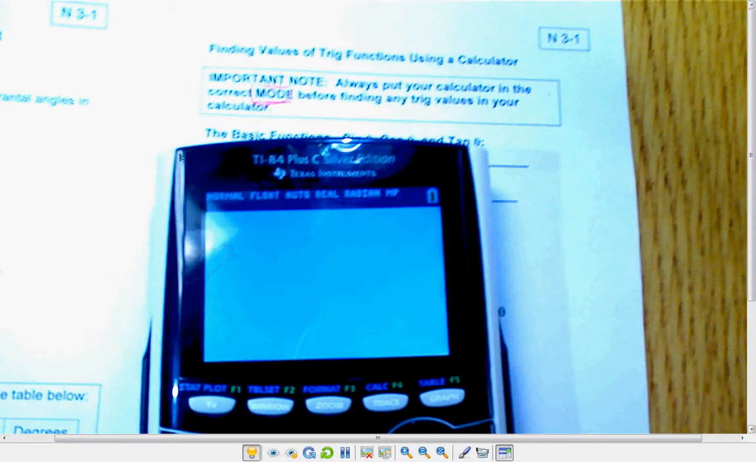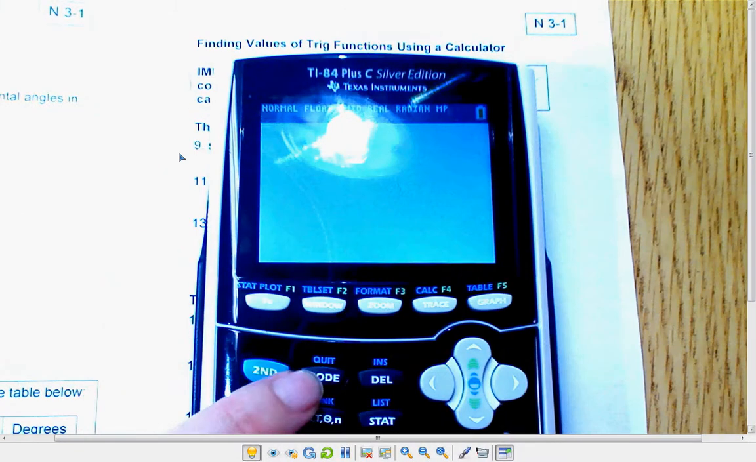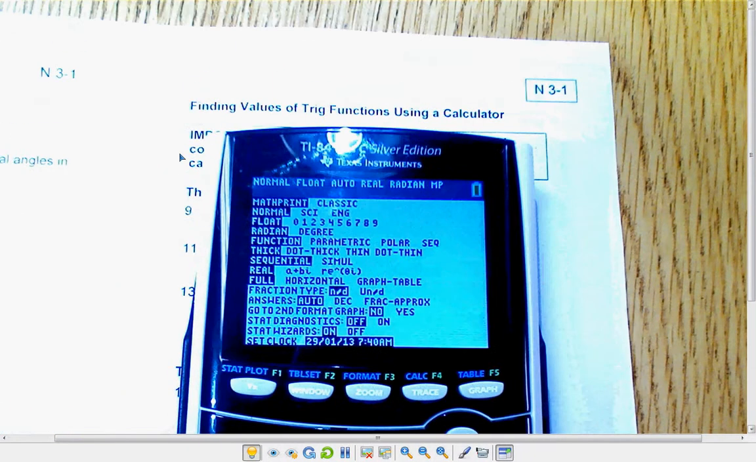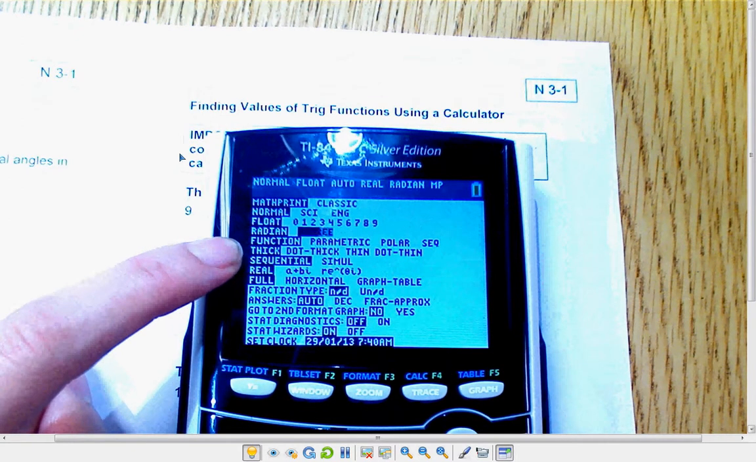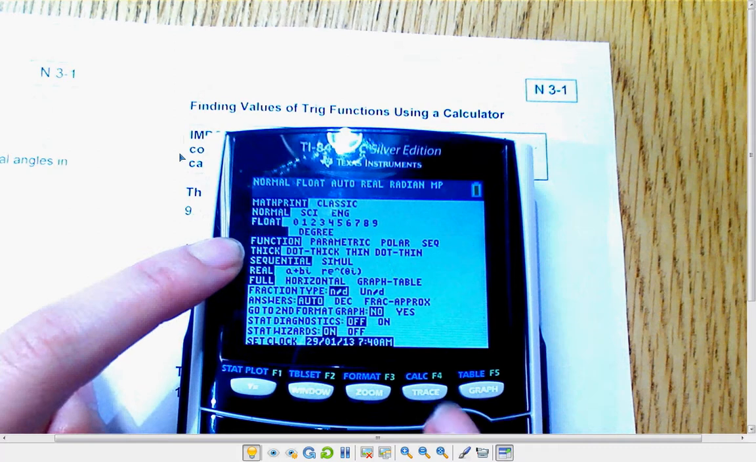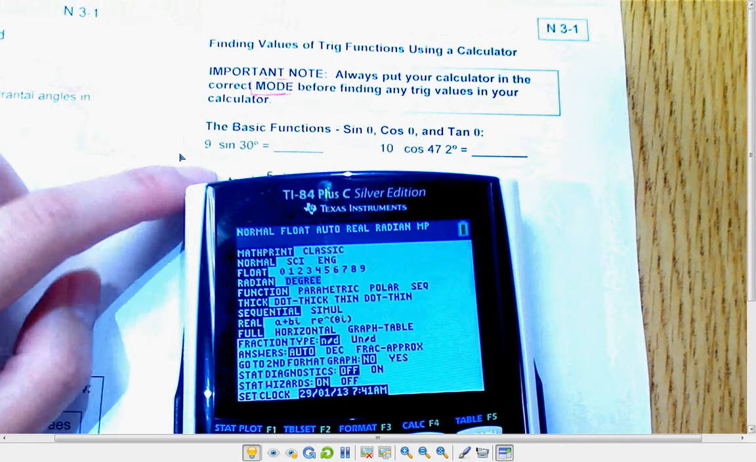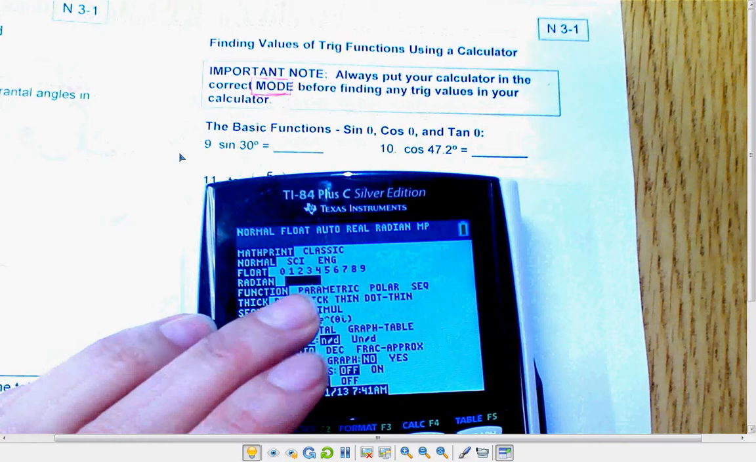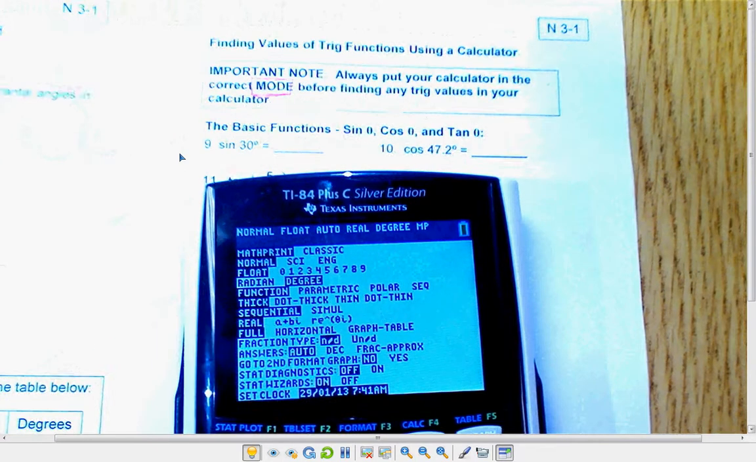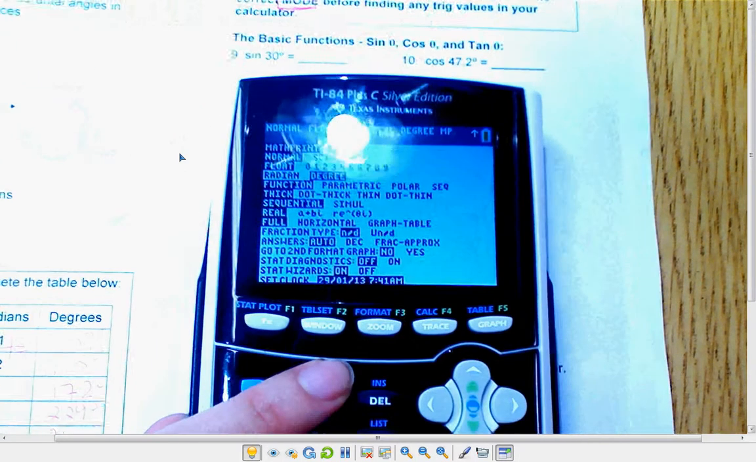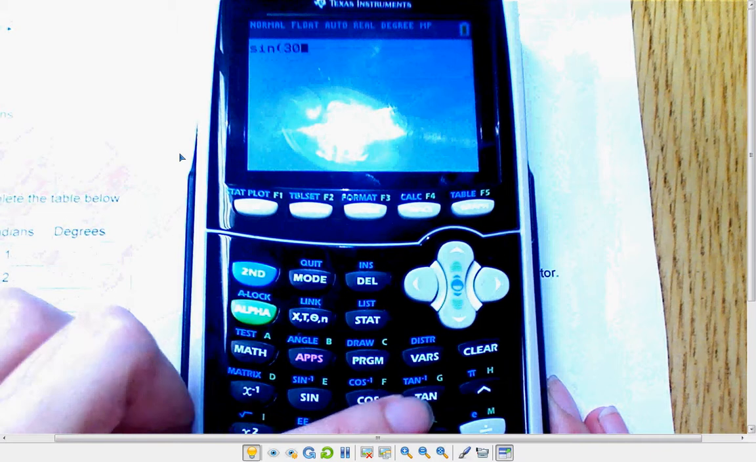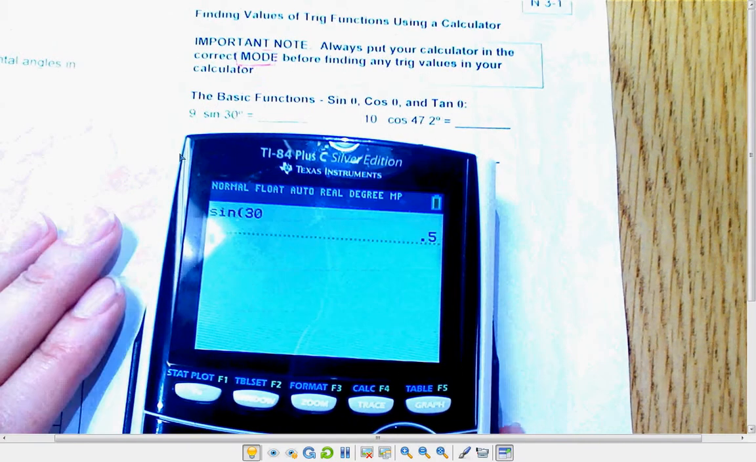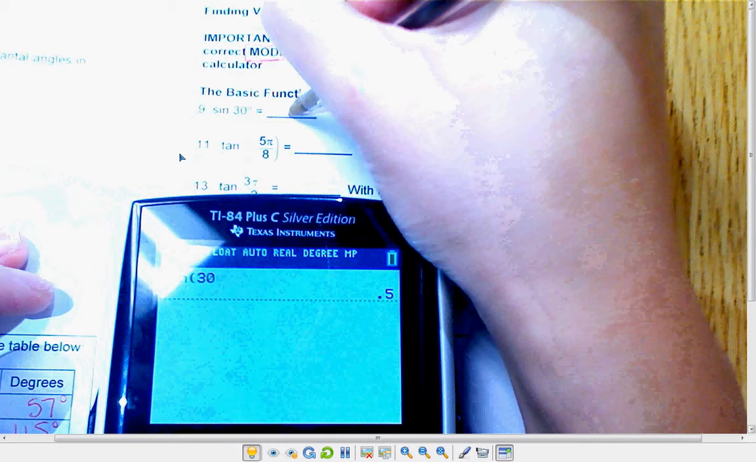So on your calculator, when you press the button Mode, you should see that there is a choice of either picking radians or degrees. So depending on which one you are using, you need to make sure you're in the correct mode. So for example, number 9, it's sine of 30 degrees. So we're going to go to degrees, press enter. And then I'm going to say second quit to get back to this home screen. And now I can do sine of 30. So sine, cosine, and tangent are all right here. So sine of 30, because I'm in the degrees mode, it'll give me my answer, which is 0.5.